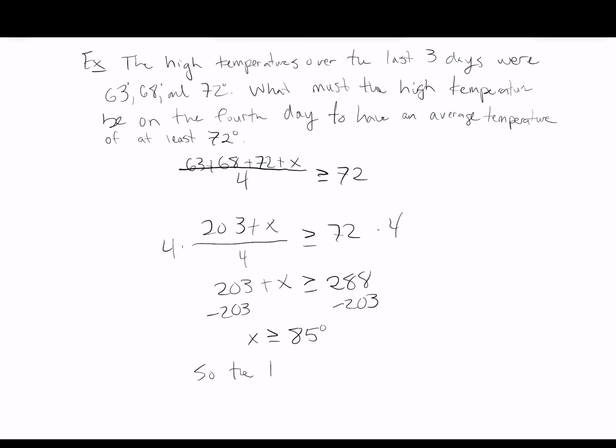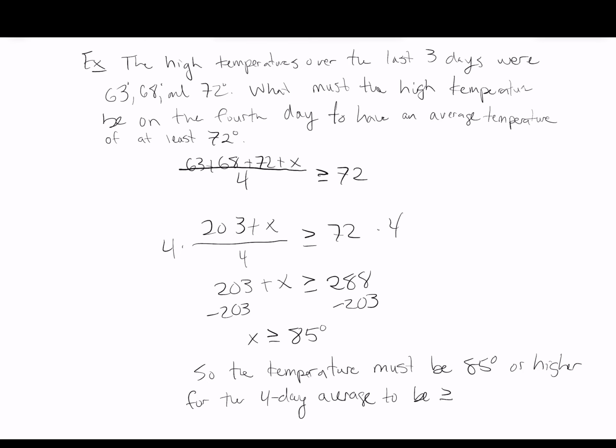So the temperature must be 85 degrees or higher for the 4-day average to be greater than or equal to 72. That concludes section 2.7 on linear inequalities and absolute value inequalities.